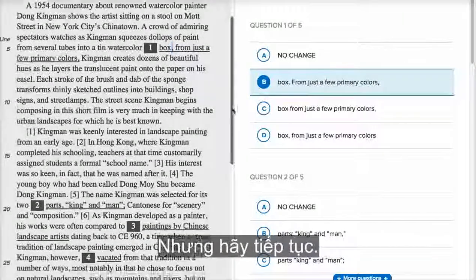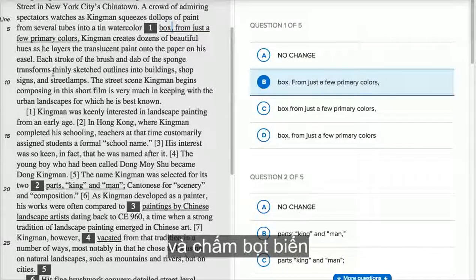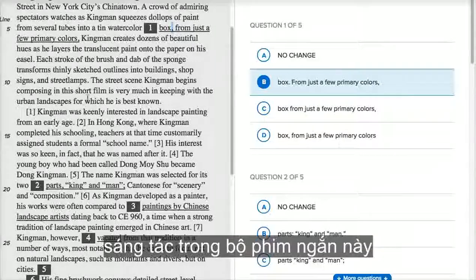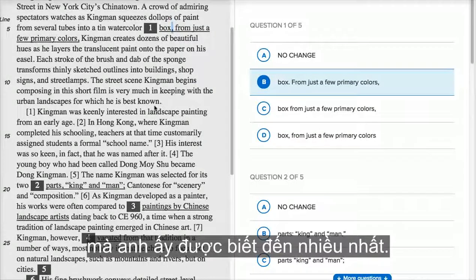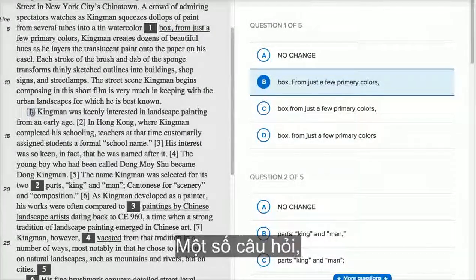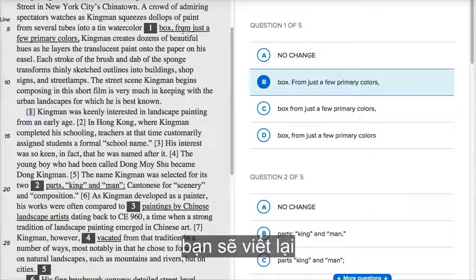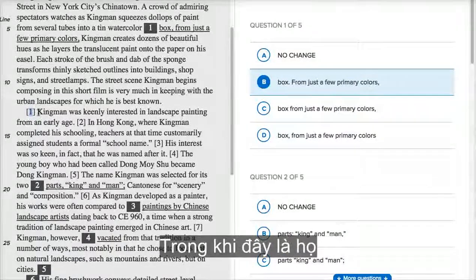So let's keep going. I finished with easel. Each stroke of the brush and dab of the sponge transforms thinly sketched outlines into buildings, shop signs, and street lamps. The street scene Kingman begins composing in this short film is very much in keeping with the urban landscapes for which he is known best, or for which he is best known. Kingman, and when they have these numbers in brackets, now they're just numbering the sentences. Some of these questions might refer to these sentences in some way. So the numbers in these gray boxes are literally, hey, how would you rewrite this underlined portion? That's the question number. While this is referencing the actual sentences.